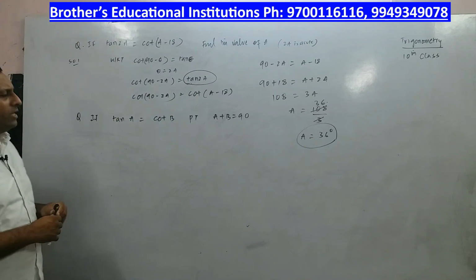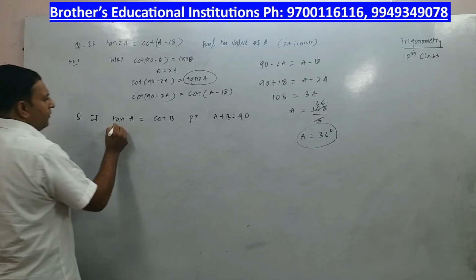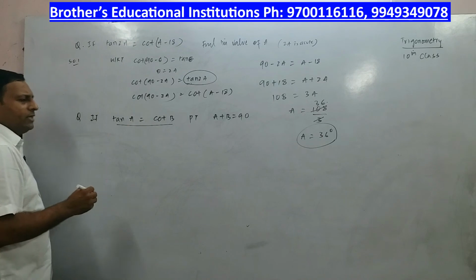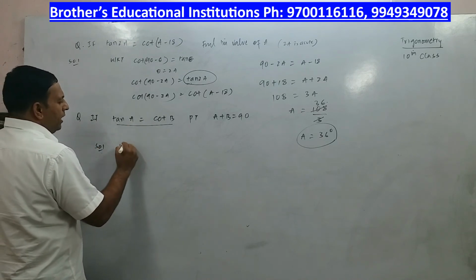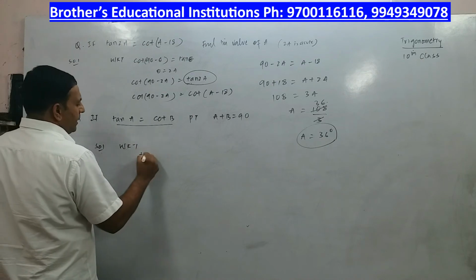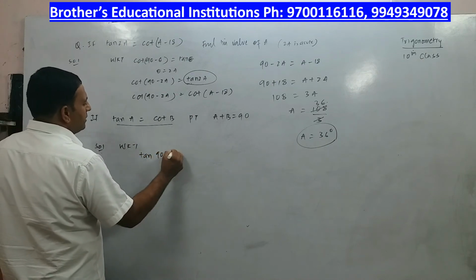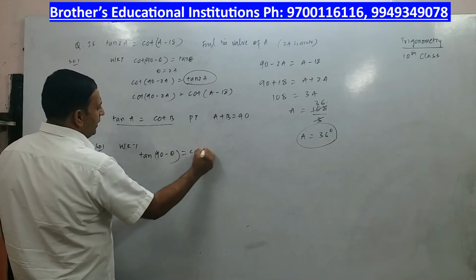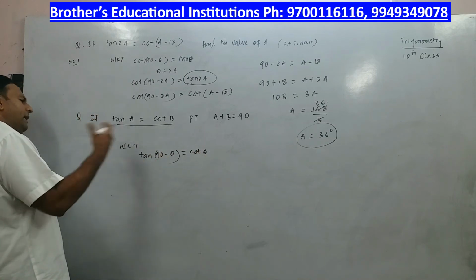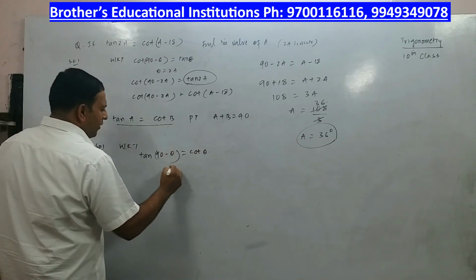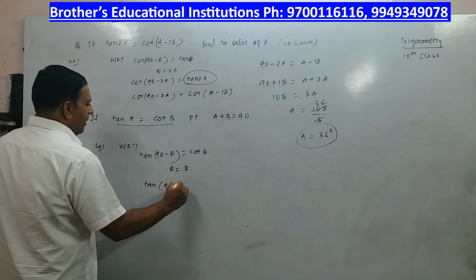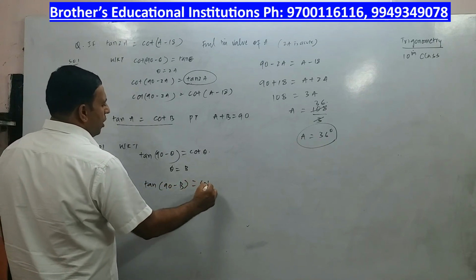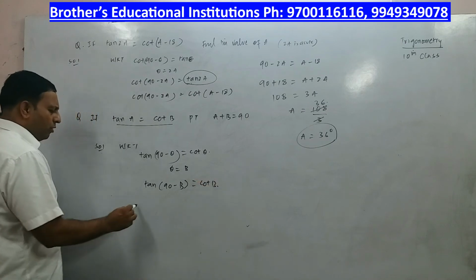Now that was a pretty easy question. Let us try the next numerical problem. If tan a is equal to cot b, prove that a plus b is equal to 90. Solution. Once again, we know that tan of 90 minus theta is equal to cot theta, or cot of 90 minus theta is equal to tan theta, anything you can write. Now if I put theta equal to b, what is going to happen? Tan of 90 minus b is equal to cot b.